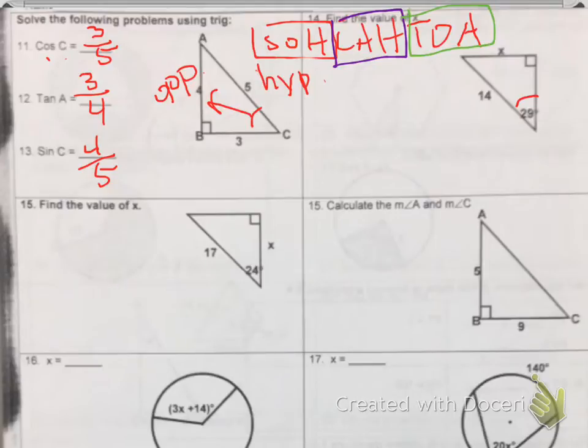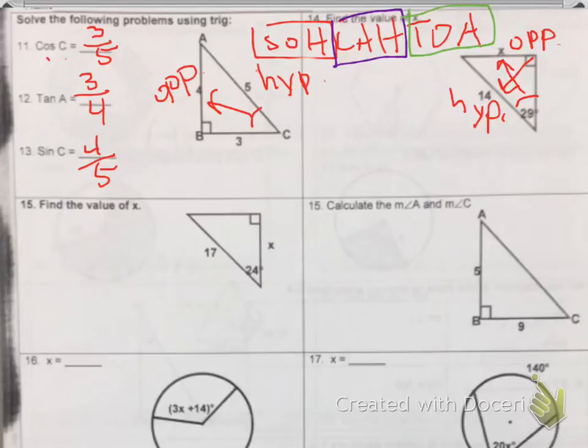And so I look, and x is opposite 29. So opposite would be the first thing I put. And then I look at 14. Some of you might say, oh, well, it's adjacent, but if you look at it, it's across from your 90-degree angle, so that has to be the hypotenuse. All right, so right now I have an opposite and a hypotenuse.